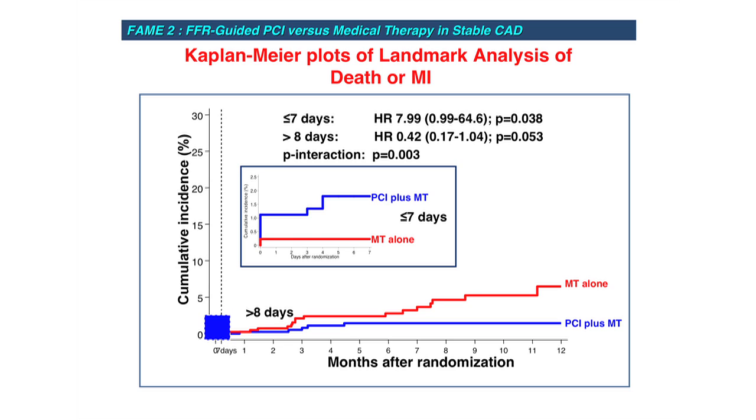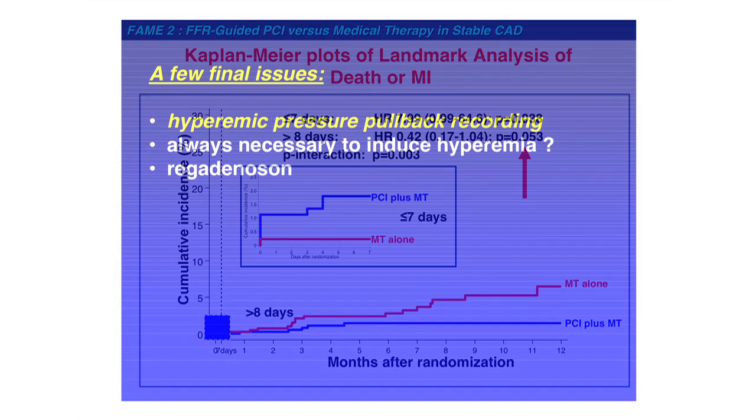In the landmark analysis, the events in the early phase of the follow-up are left out, because any intervention is accompanied by some event rate. If you count from 7 days on, you see that the curves come apart, even when you only look at death and MI. And at a particular point the difference becomes significant, at 0.05, and that was the very moment when the safety board of the study decided that the study had to be stopped, because patients not treated by FFR-guided PCI were at a significantly higher risk.